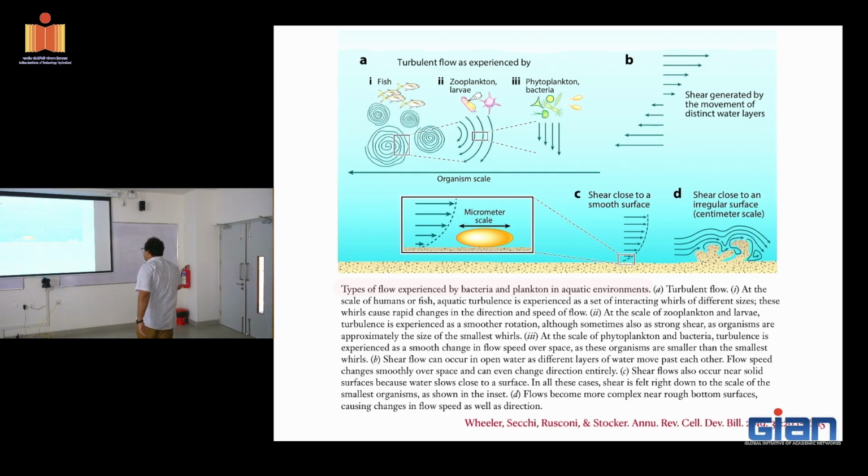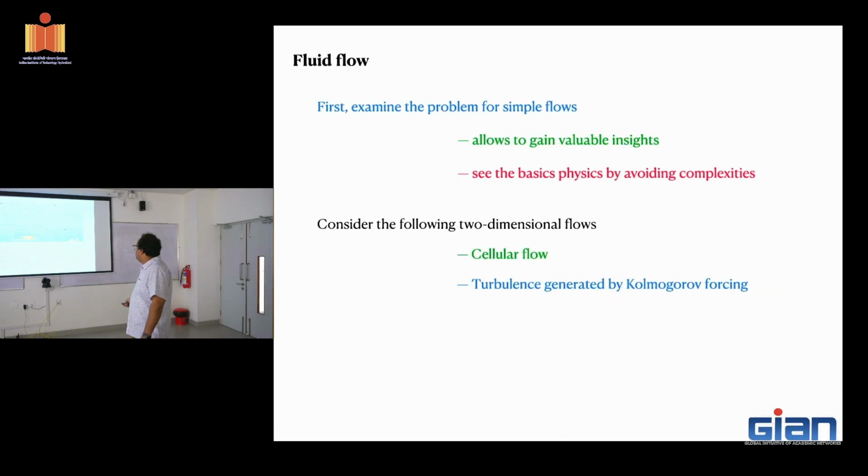Fine. But if you have a complex topography, let's say of the floor of the ocean, then the bottom roughness can cause variations in the speed as well as direction, as shown here. So this can happen at centimeter scale or even bigger scale depending upon your interest. Okay, so now let's come to the fluid flow modeling part.